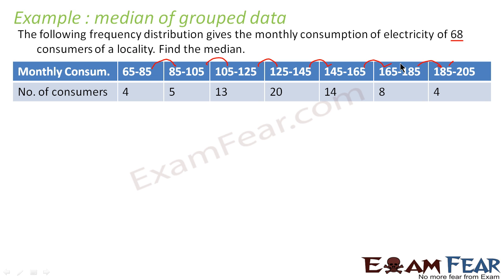Also, if you want to find the class length, 85 minus 65, 20. 105 minus 85, 20. 125 minus 105, 20. 145 minus 125, 20. 165 minus 145, 20. 185 minus 165, 20. 205 minus 185, 20. So 20 is the class size. That means it is grouped data. First thing is clear. Now I can use the formula.